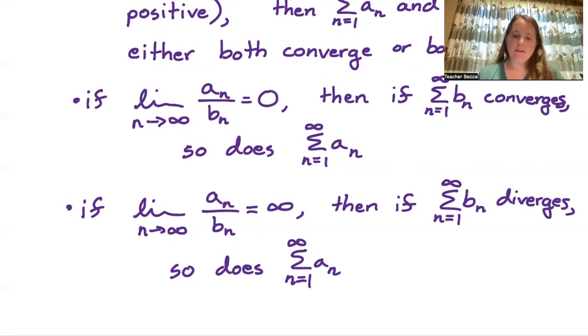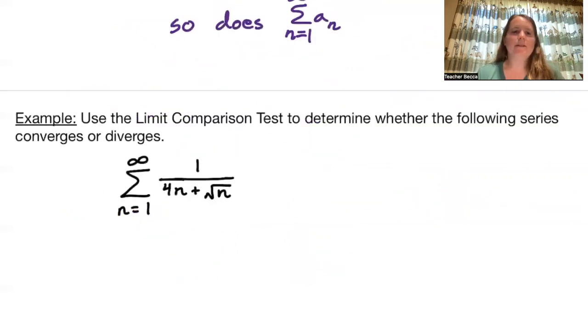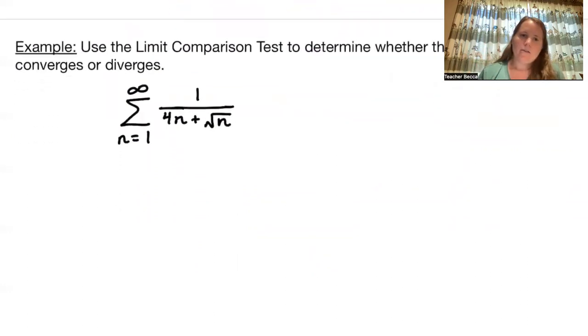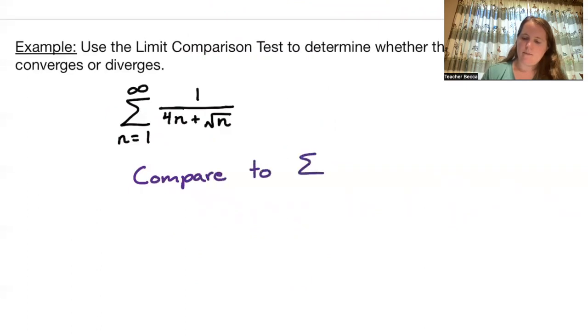So from here, let's go ahead and move into an example. So let's use the limit comparison test to determine whether the following series converges or diverges. The series we're looking at is the sum from n equals 1 to infinity of 1 over 4n plus square root n. So let's go ahead and compare to the sum from n equals 1 to infinity of 1 over n.